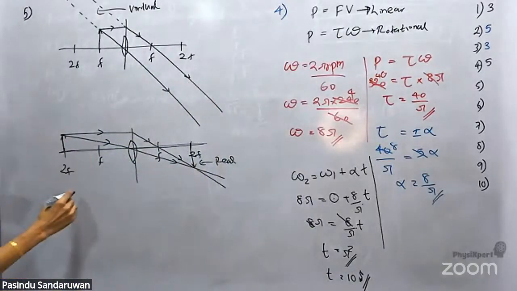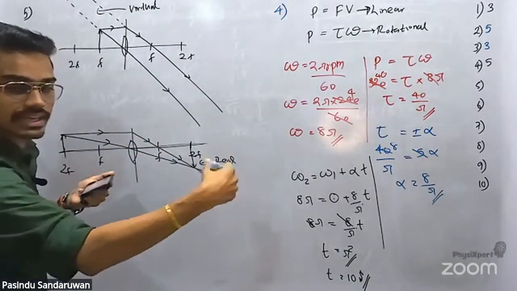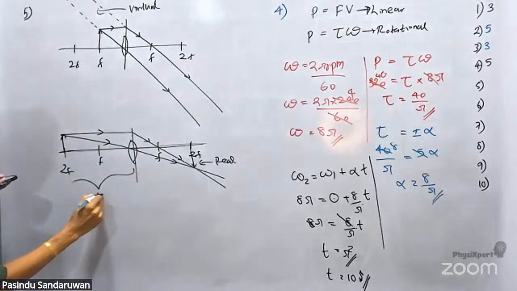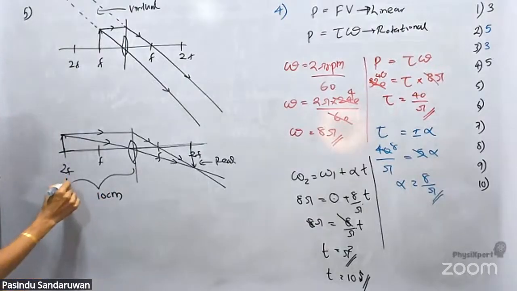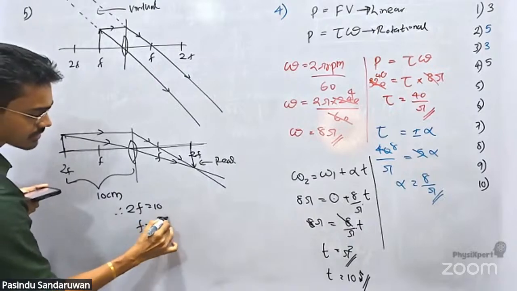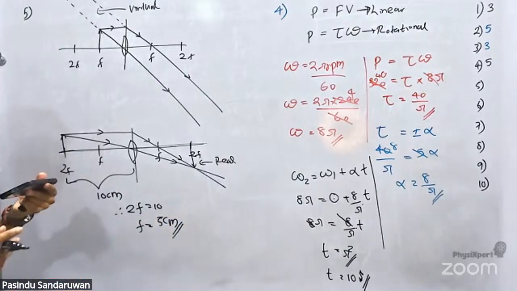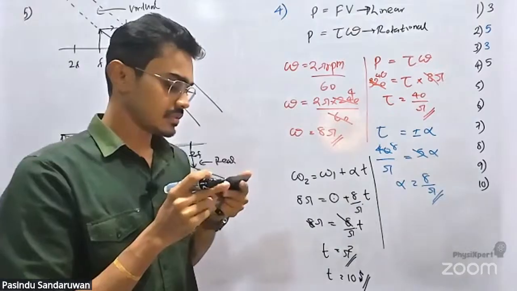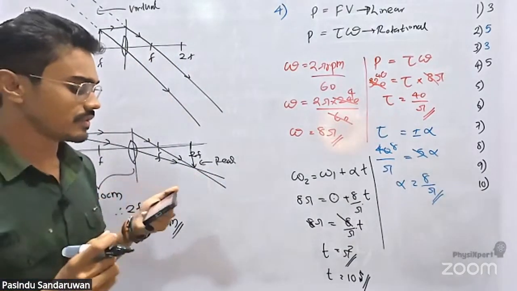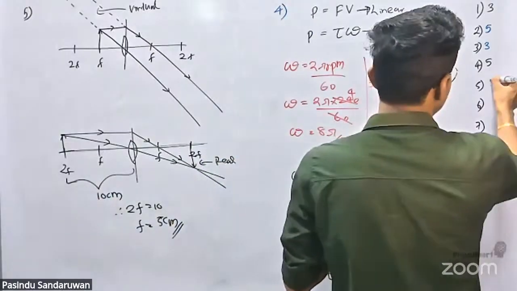Then if it is 5 centimeters away, and then again it takes another 5 centimeters, according to the case this has to be 10 centimeters, right? Which means 2F equals 10, F equals 5. So F equals 5 centimeters. Focal length of the lens is 5 centimeters. For this, answer 1.